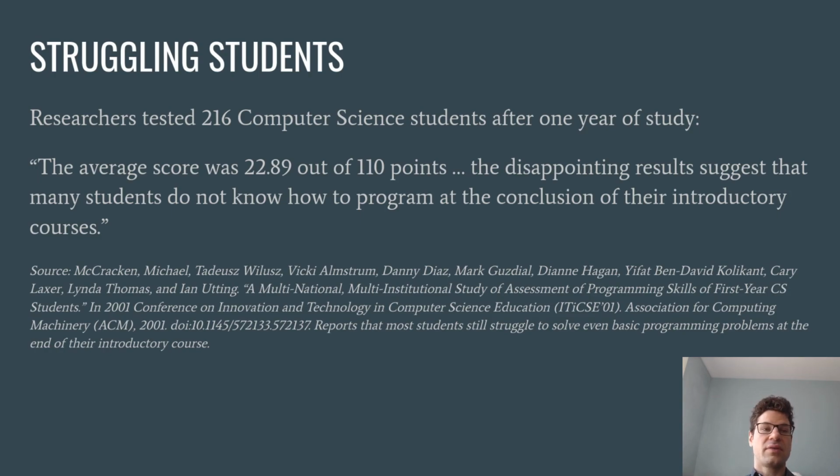And the results are not very encouraging. A basic programming task was given to 216 students after the first year of computer science. The average score was 21%. That is not okay. That is why I created Wakata. This abysmal average score points to the fact that something very big is missing in the curriculum for computer science programs.